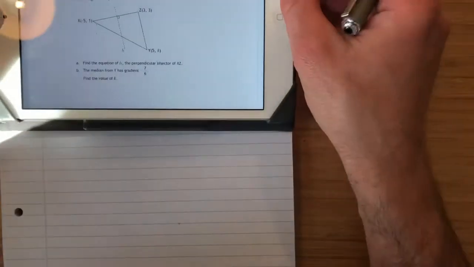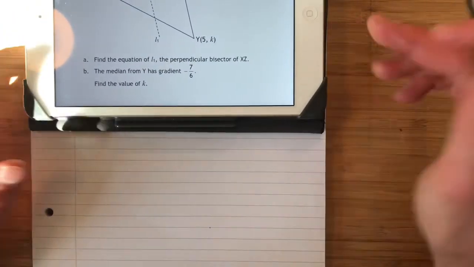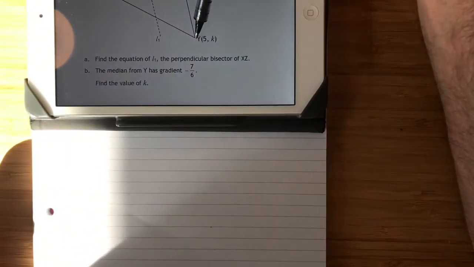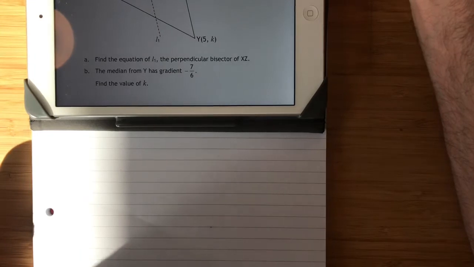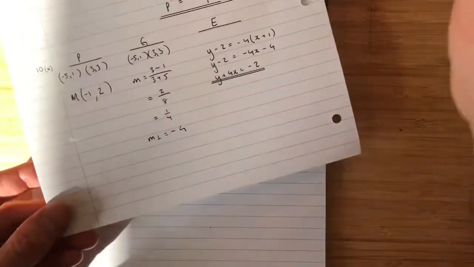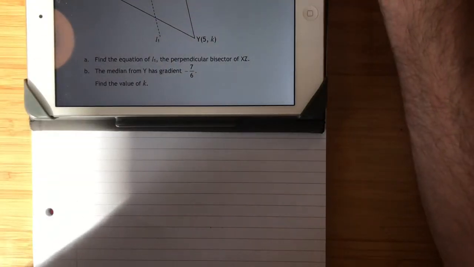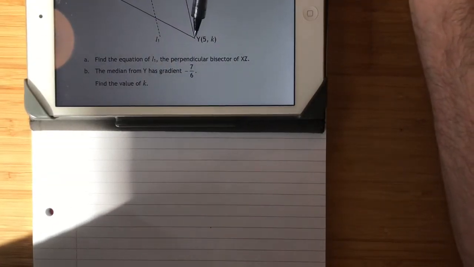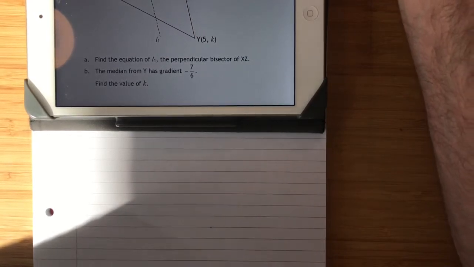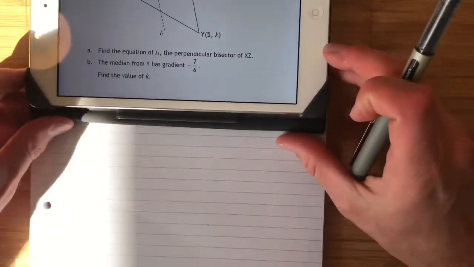Okay, so the median from y has gradient negative 7/6. Well, the median from y goes to the midpoint of the opposite side. We already worked out the midpoint of the opposite side was negative 1, 2. So that point's negative 1, 2. So I know the line that joins 5k to negative 1, 2 has got a gradient of negative 7/6. That's all the information you need to know.